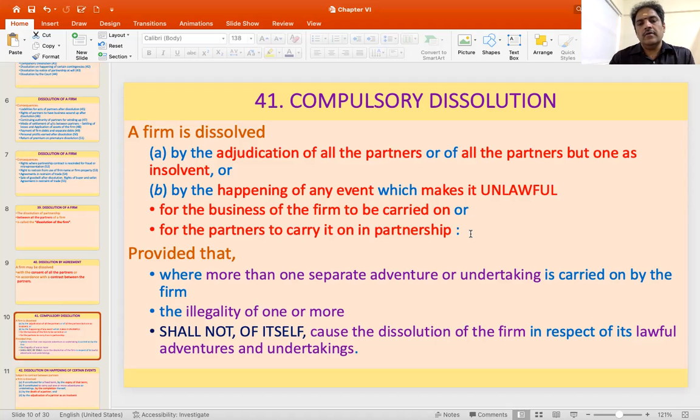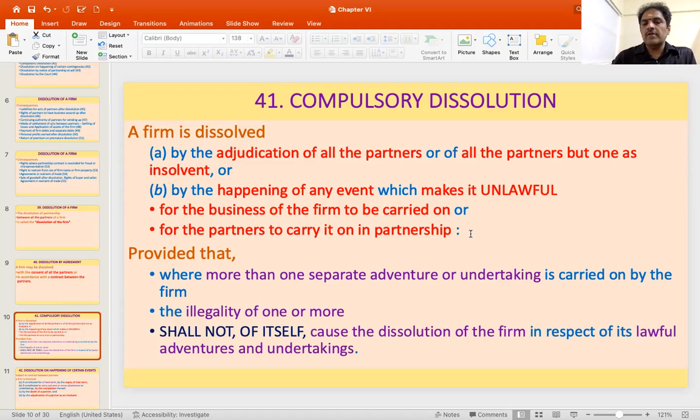Then they could say that this business itself, say betting or maybe selling of alcohol. So if prohibition is announced, whether it is a firm, whether it is a company, whoever is doing the business of selling liquor will have to close their shop. This is an example of the first case of dissolution where the business of the firm to be carried on itself is unlawful. An act is passed and the business becomes unlawful, then the firm has to be compulsorily dissolved.